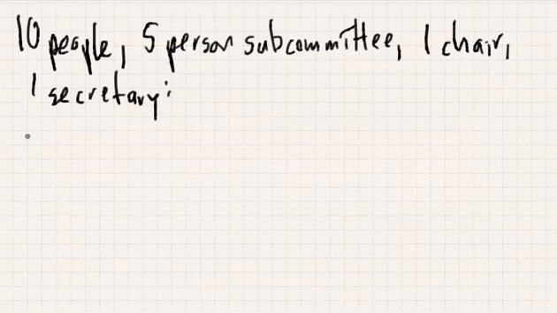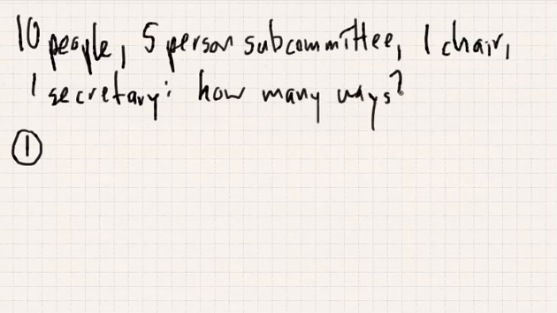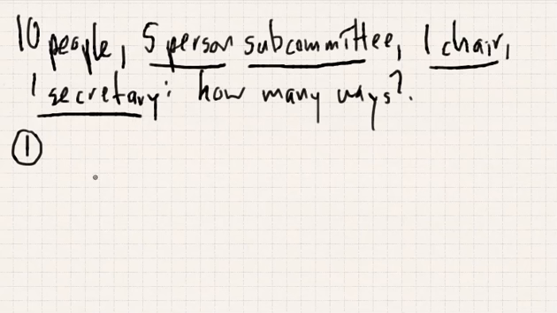Well, I can think of two ways to figure out how many ways we can do this. There are really two operations going on. One of them is choosing the 5 people on the subcommittee, and the other one is choosing the chair and the secretary. But they could happen in two different orders. Either we could choose the subcommittee and then from those people choose the chair and the secretary, or we could choose the chair and the secretary first and then choose the 3 extra people to be on the subcommittee. Let's look at it this way first.